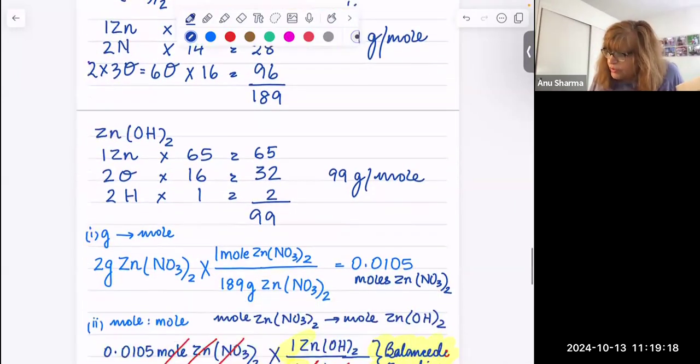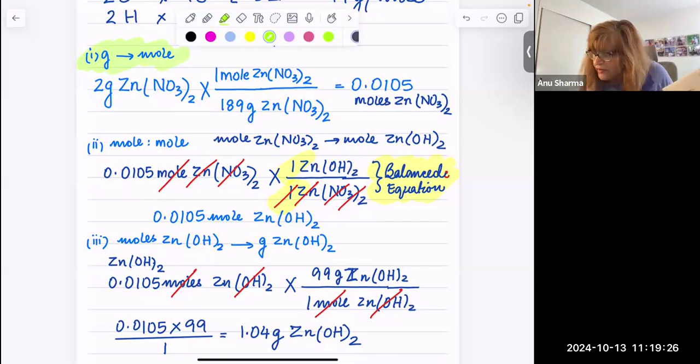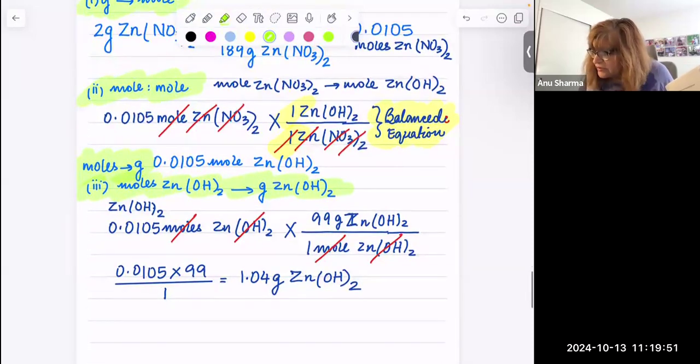So always calculate the molar mass first. The first step is always grams to moles, always grams to moles. The next step is the mole to mole ratio, which comes from the balanced equation. And then the last is converting the moles to grams. Let me write this down here. Moles to grams. That's the last step. So that's the answer.